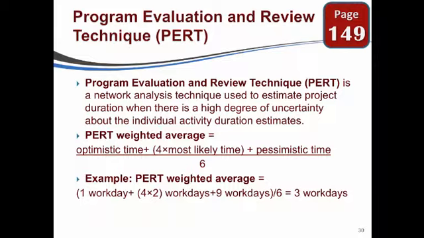So when we take a number of people and sit them down and say, how long do you think this will take? There are going to be a number of variables, and you're going to find out that some have an optimistic time, some have a pessimistic time, and then in the middle is the most likely time. So the example here says that we take the optimistic time, and we add the pessimistic time, and then we multiply 4 times the most likely time to kind of give it more weight, and then we divide by 6.